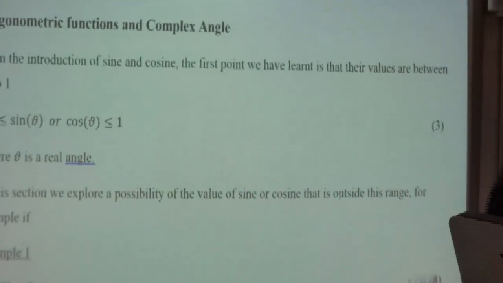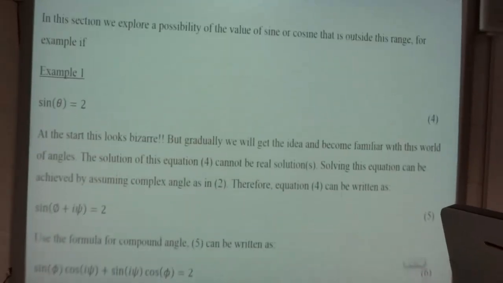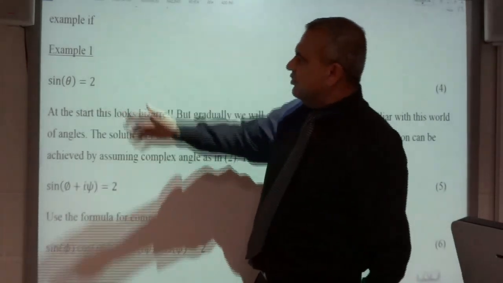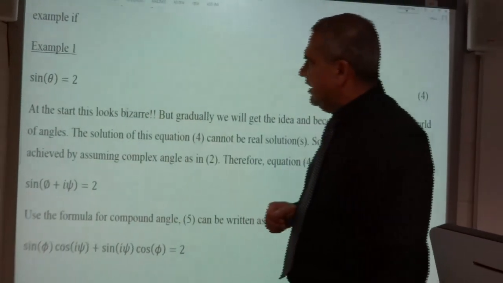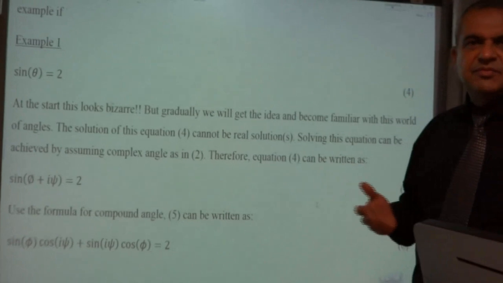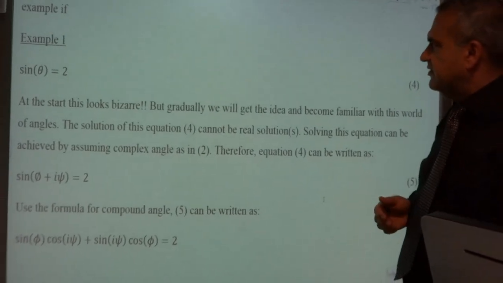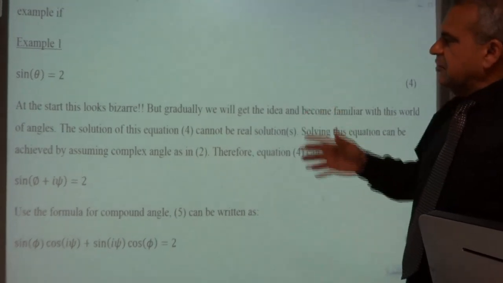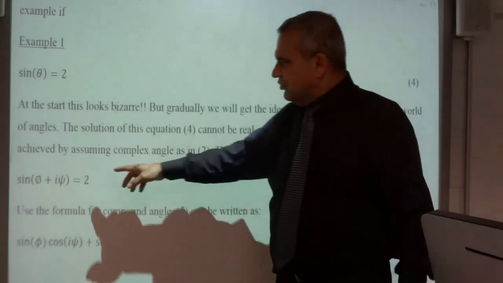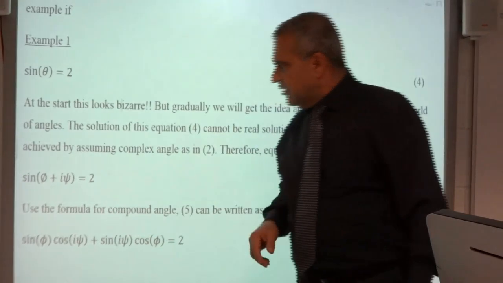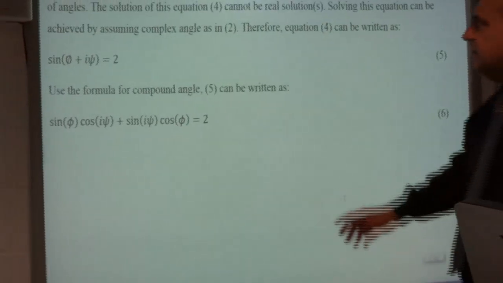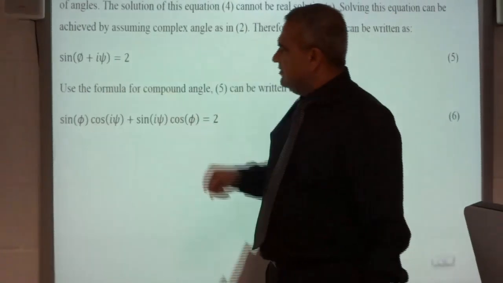But in this section, let us assume the following example: sine of an angle is equal to 2. At the start this looks very strange, because how come sine of an angle is equal to 2? And this is the main purpose of this study. Sine of a real angle cannot be equal to 2, so what we normally do is assume the complex form, phi plus i psi. Sine of this is equal to 2.